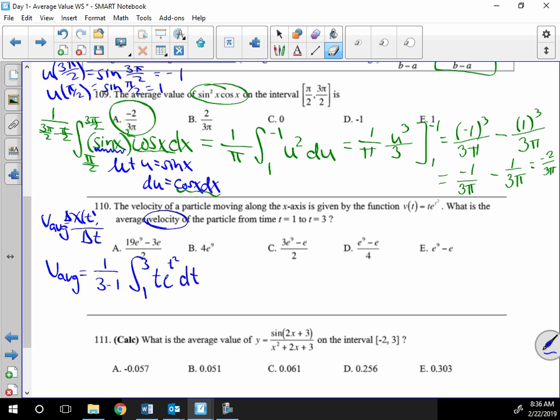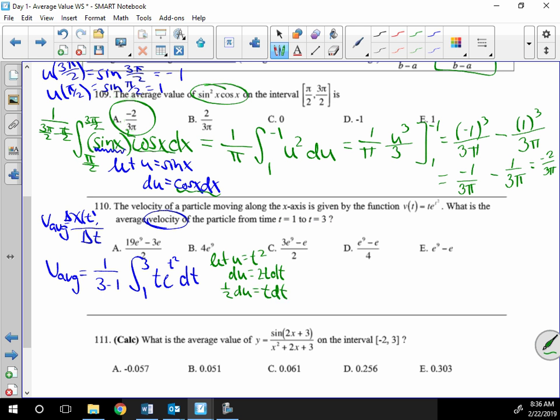So we don't have a product rule. Also, we probably don't know how to integrate just e to the t squared. So let's do a u-sub. What shall we let u be? t squared sounds great. All right, so let's let u be t squared. du is 2t dt. I don't have a 2 though, so I'm going to divide that over. So I have 1 half du equals t dt.